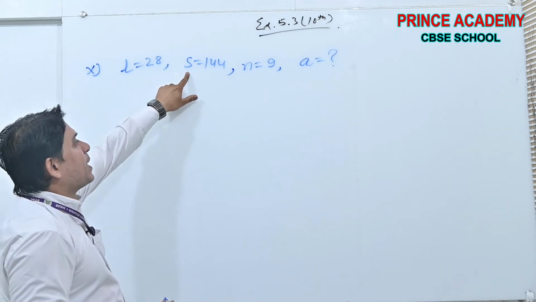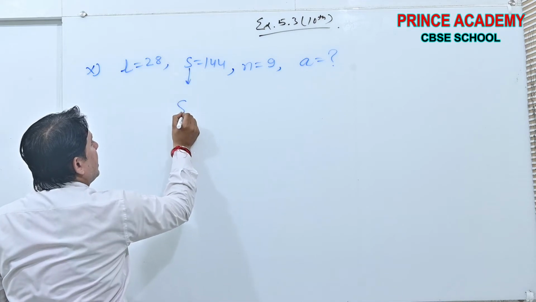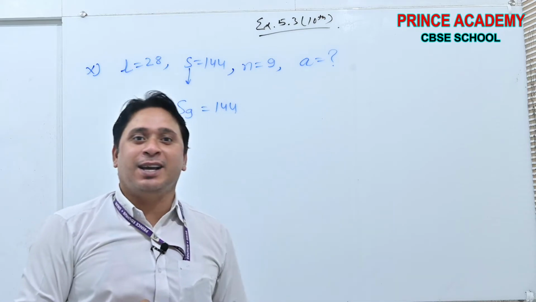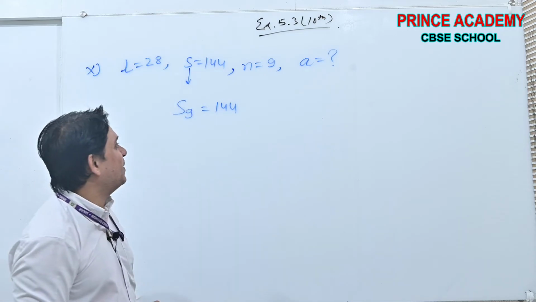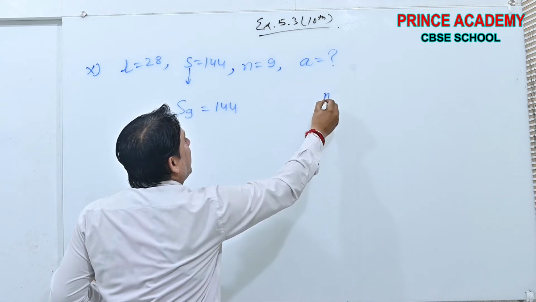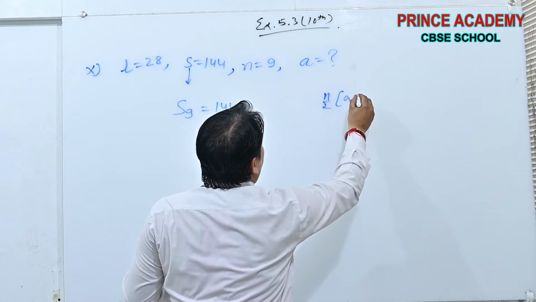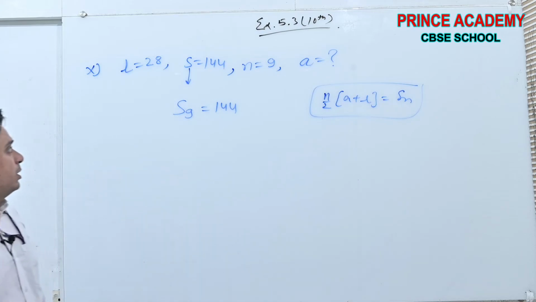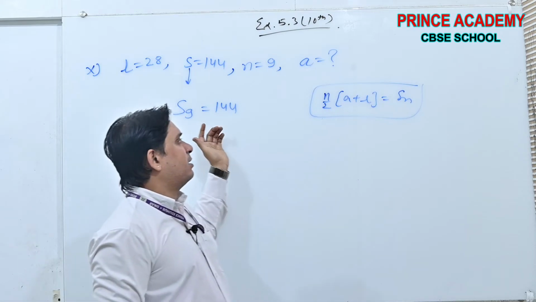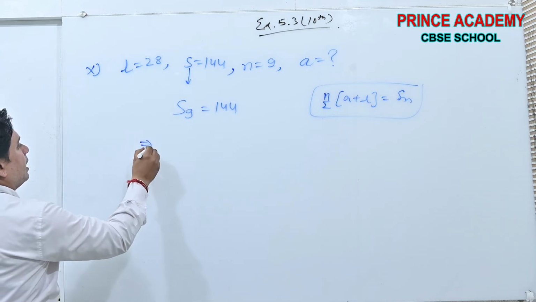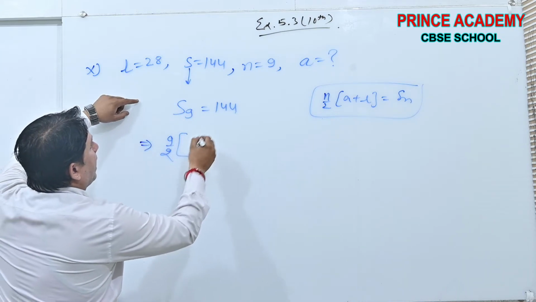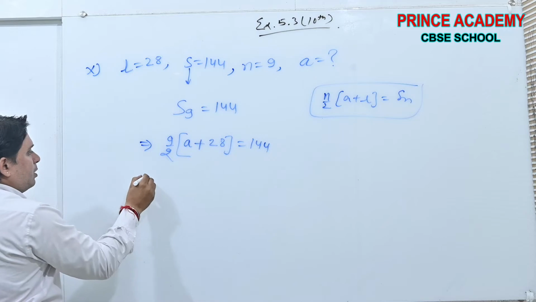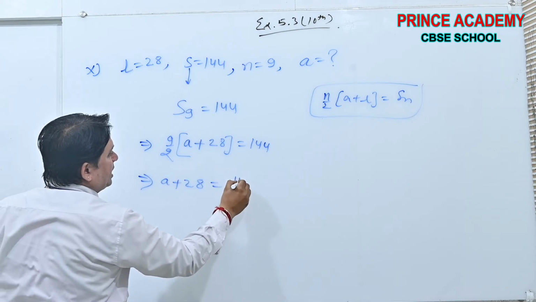See, what does this mean? It means this is S9. Like the previous sum, N is given in hidden terms. Now see, N by 2 into A plus L, L is the last term. Sorry, this is the sum of N terms, yes or no? You have L, you have Sn, you have N. Put the values. What will it be? N by 2, A you don't know, L is 28, Sn is 144. So 9 by 2 into A plus 28 is equal to 144.